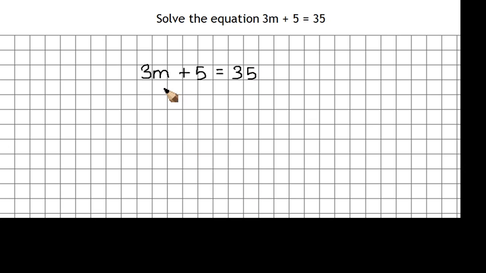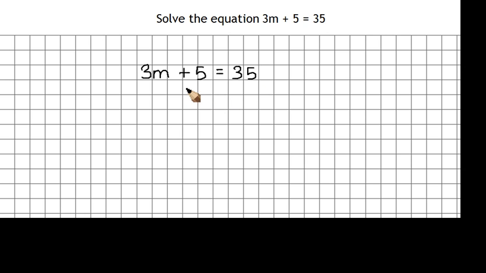Now we're trying to make it so we've just got m on its own, like we did in those other two examples. Now we can do one of two things here. We could undo this times by 3 first by dividing everything by 3. But that's going to make everything really messy, and that's usually the case with any of these equations.